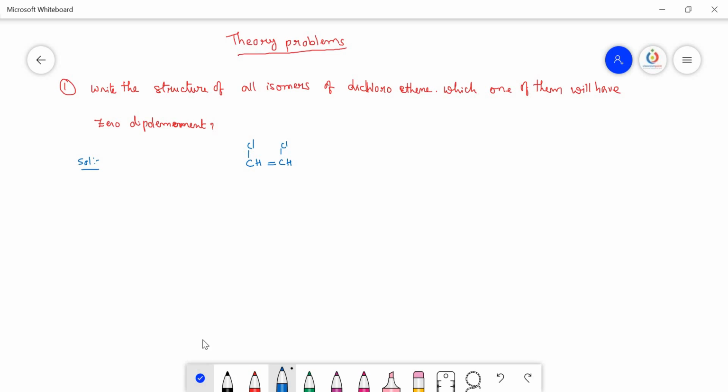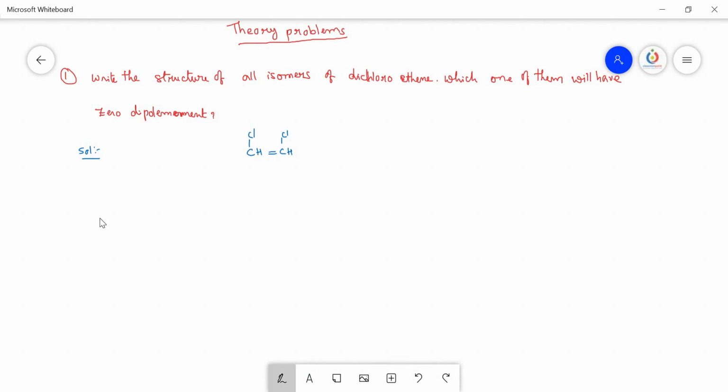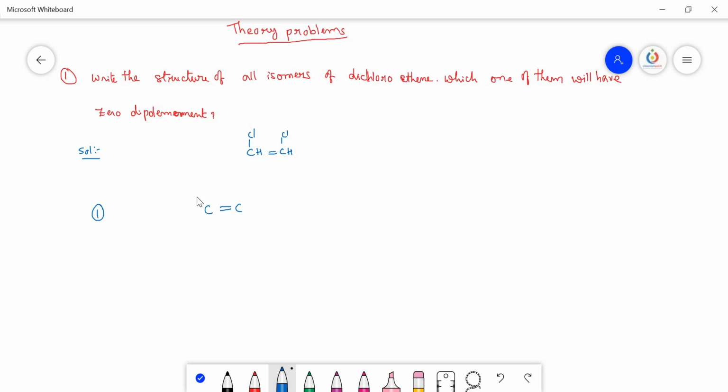So the first possible isomer is, you just put both of these chlorine atoms on the same carbon. Let us put the two carbons like this: chlorine, chlorine, hydrogen, and hydrogen. Name of this molecule is 1,1-dichloroethene.